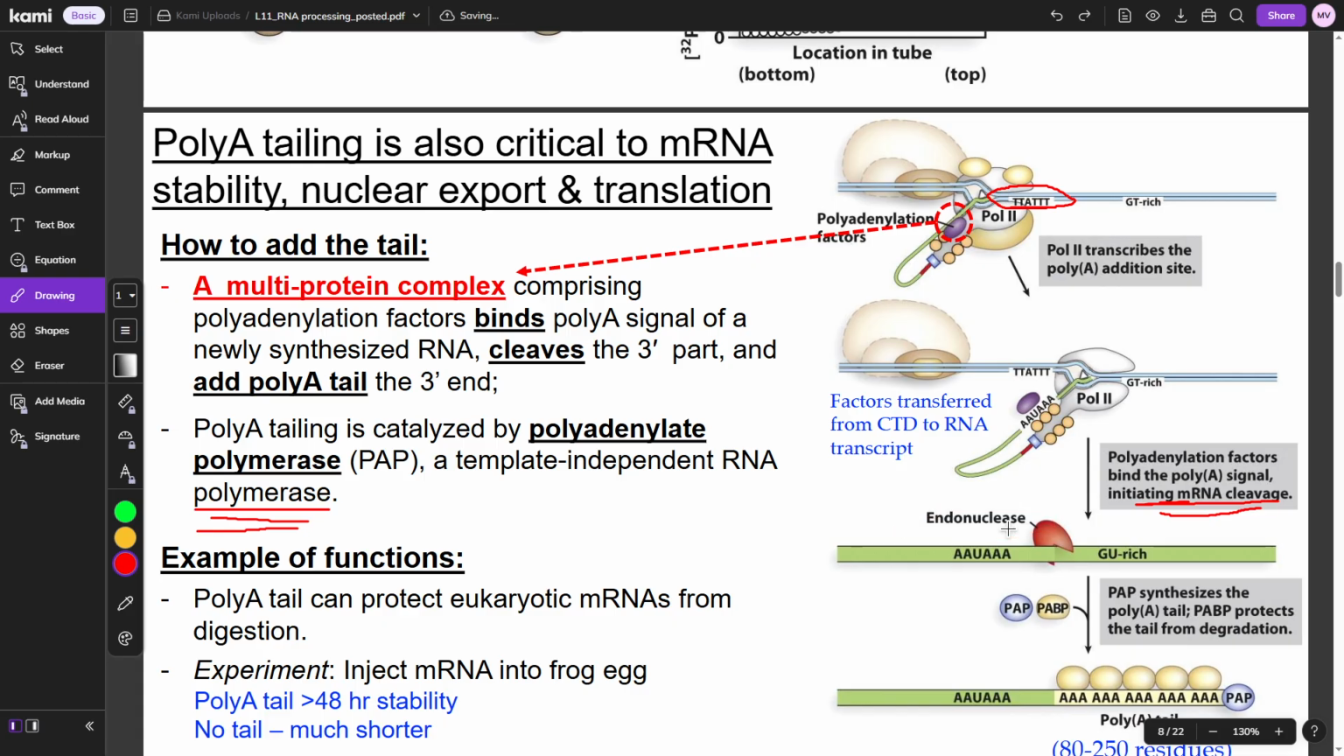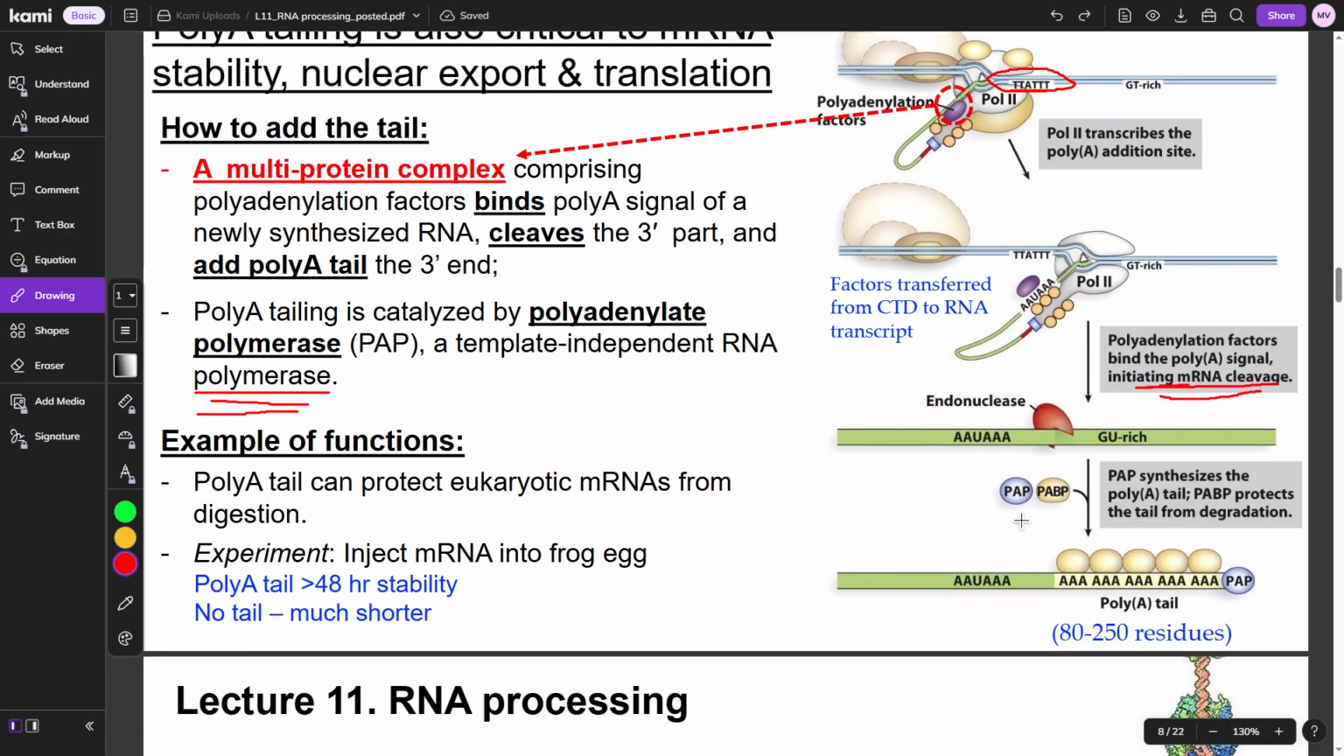And after that's cleaved, PAP adds the poly A tail, and then we also add some polyadenylate binding proteins, some PABPs. Those PABPs are there to stop the poly A tail from degrading itself. So they help with stability. That's kind of the purpose of that.